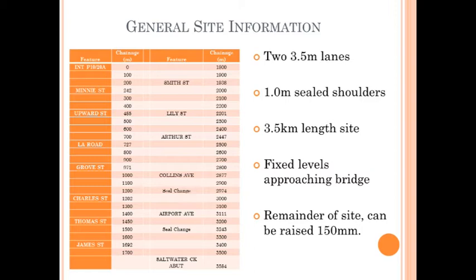So there's a few important key things that drop out from the information provided. We know that we've got 3.5 metre lanes with a 1 metre sealed shoulders on either side of the 2 lanes. The site's also approximately 3.5 k's in length, and we've got the option of raising the site by 150mm for the majority, but as we're getting close to the bridge, we've got to try and maintain the existing surface levels to tie into the abutment appropriately.